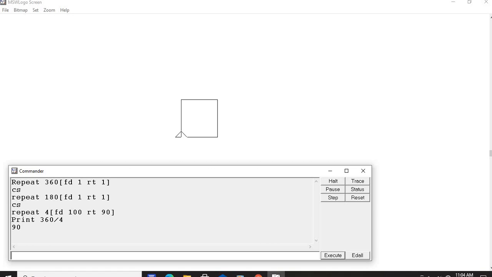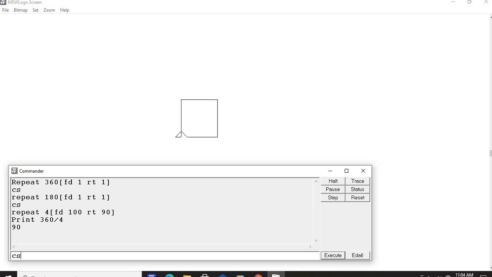So, let me explain again. Repeat, number of sides which is 4, opening bracket, FD size, RT 360 divided by 4 is going to give me 90. This was for the square.